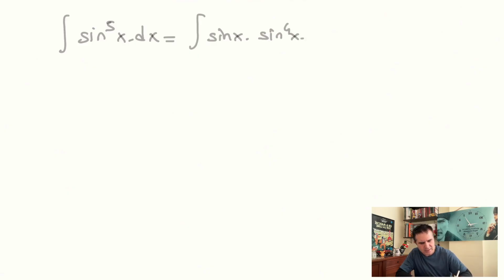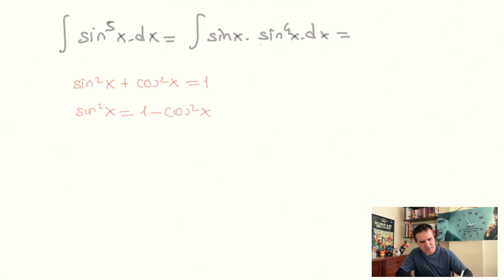The integral of sine to the power of 5x dx. First we will write it as sine x times sine to the power of 4x dx, and since sine square of x plus cosine square of x equals 1, we can write sine square of x as 1 minus cosine square of x.